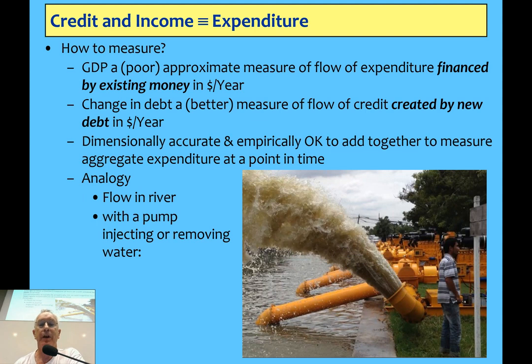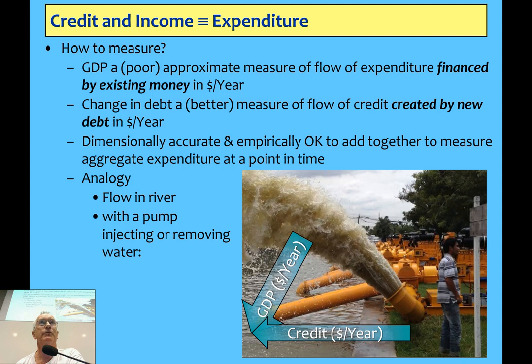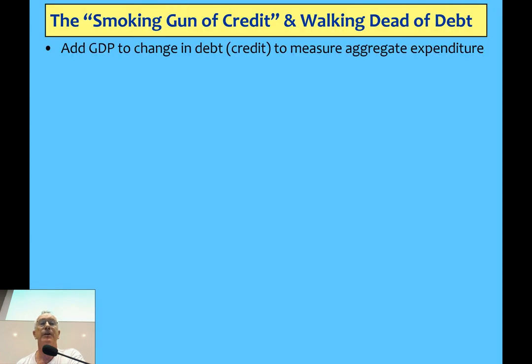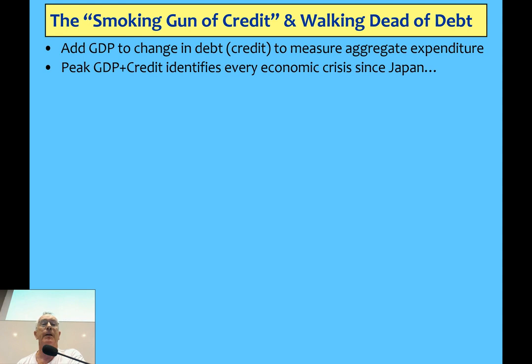Now, if you're going to measure that, then what you're measuring is the flow of water in the river itself, which is effectively GDP in dollars per year in this analogy, and the water being pumped in or pumped out, which is credit in dollars per year in this analogy. Now that means you can add GDP and change in private debt, which is credit, to measure aggregate expenditure. And you can do that.